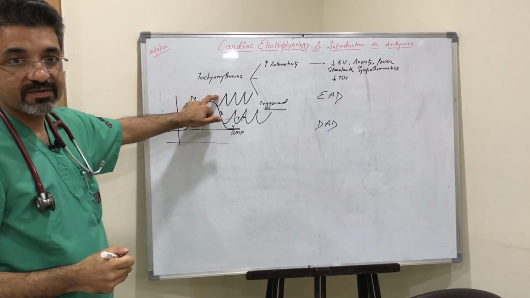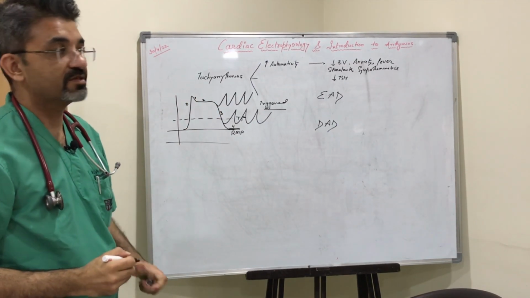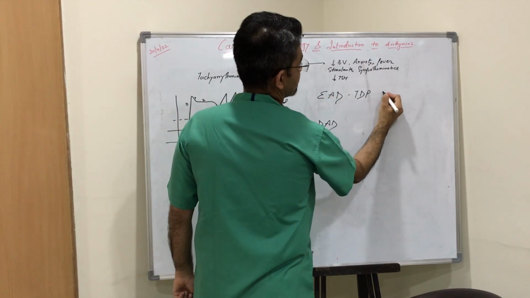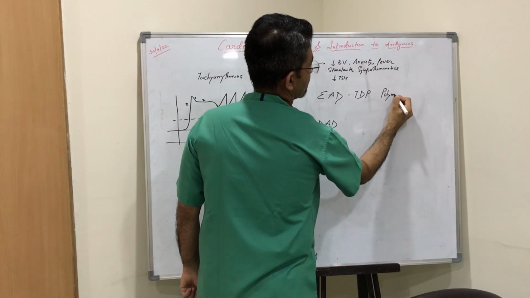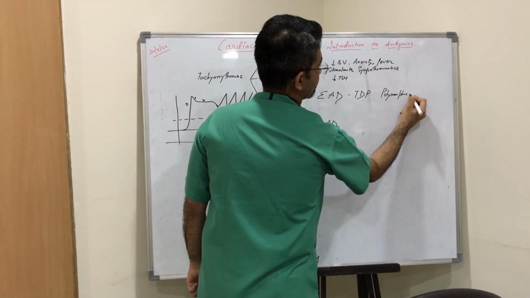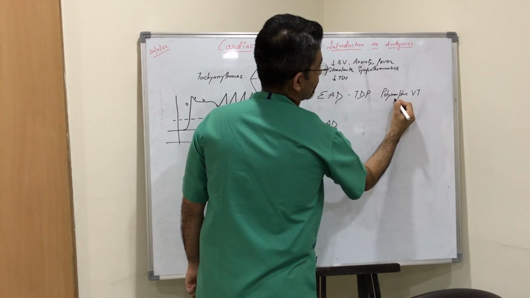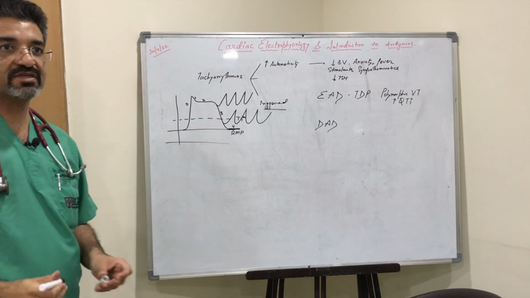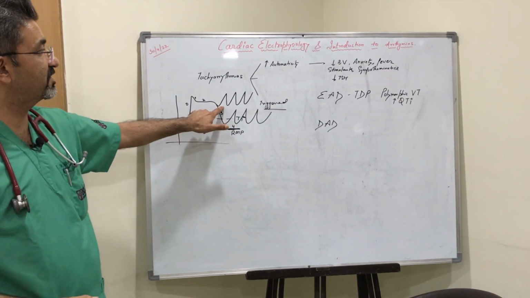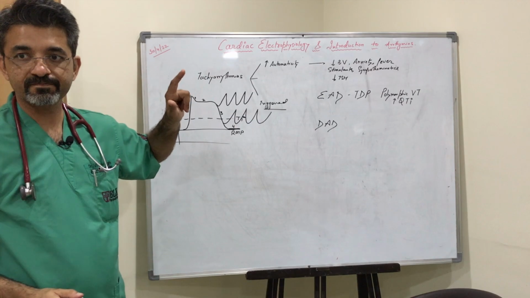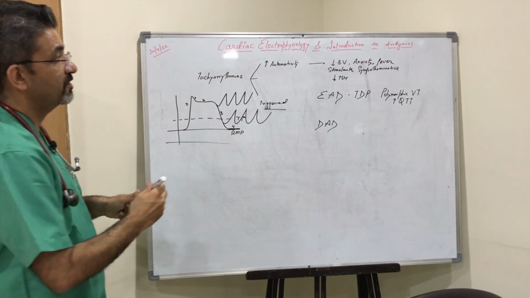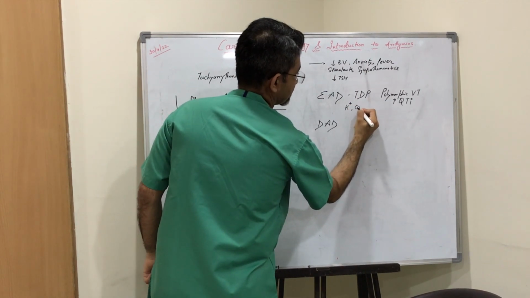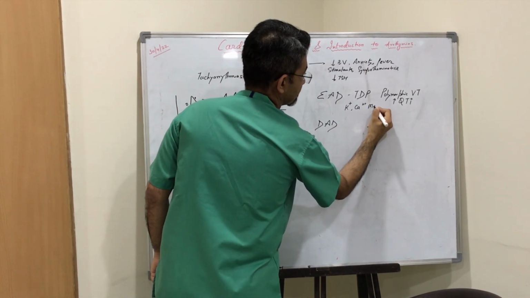This early after depolarization is very important. This is the mechanism behind Torsade points, that is polymorphic VT with prolonged QT interval. So the mechanism of Torsade points is early after depolarization, and the basic problem is with potassium, calcium and magnesium here.